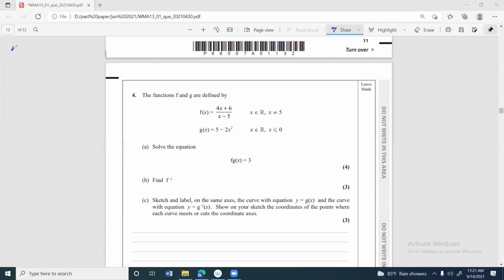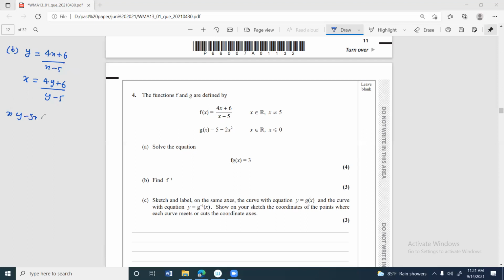Then part B, they need to find f inverse x. Initially, to find f inverse x, what can I do? I'll just write f of x as y, then x minus 5, and change the variable. Make y as x and x as y. Y minus 5, sorry. Then cross multiply.